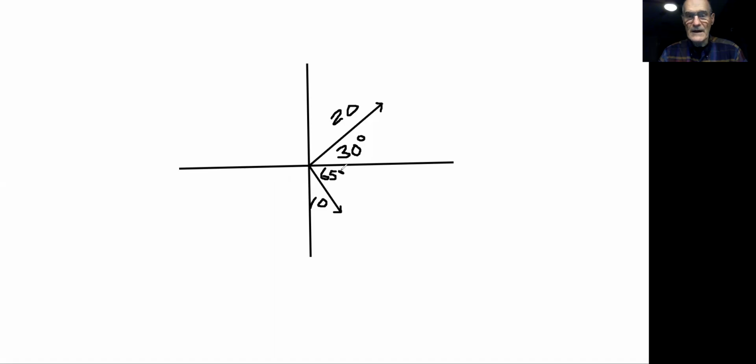Right? And then the final vector here, that's a degree symbol. The final vector here will go off into the second quadrant here. We'll say this one is about 15. So it has a magnitude of 15, and the direction here is 10 degrees.